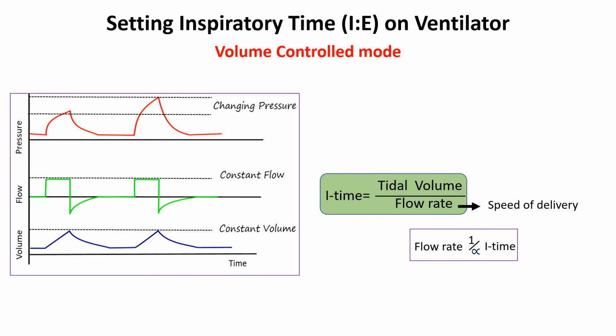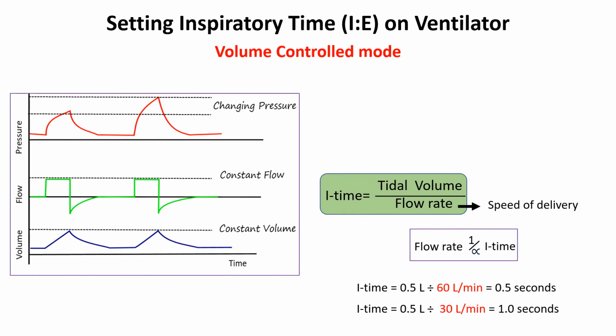the I time. As an example, for a tidal volume of 0.5 liters at a flow rate of 60 liters per min, the inspiratory time is 0.5 seconds, while at a flow rate of 30 liters per min, the I time increases to 1 second.